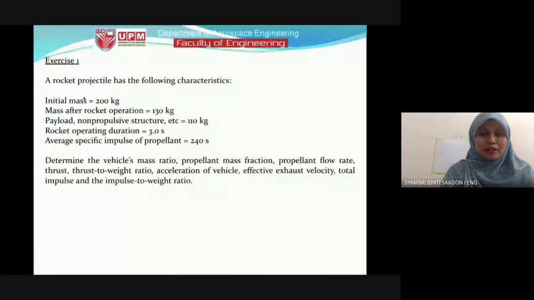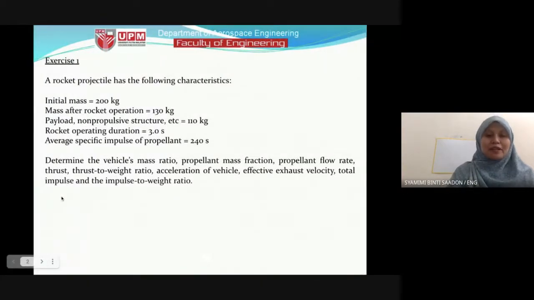So next, determine the vehicle's mass ratio, propellant mass fraction, flow rate, thrust-to-weight ratio, etc. Even though there are a lot of parameters to calculate, it's just simple. It's just that you have to know which value to put in the calculation. So first one, initial mass.